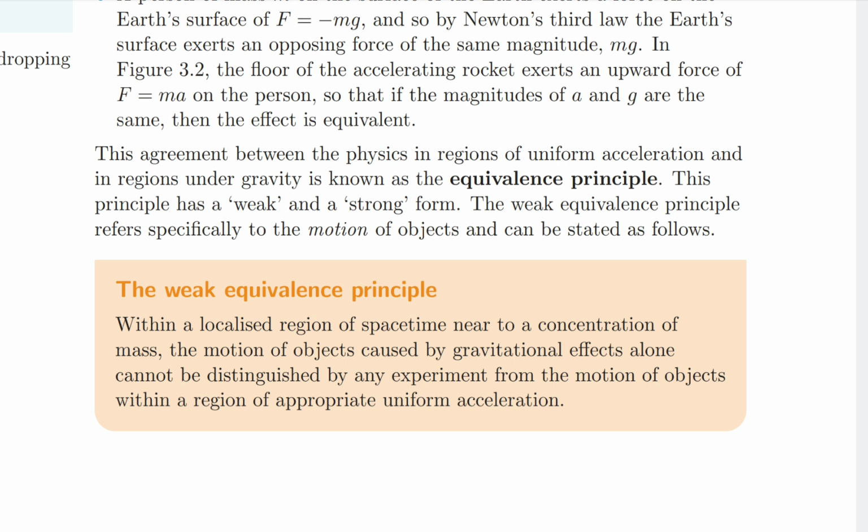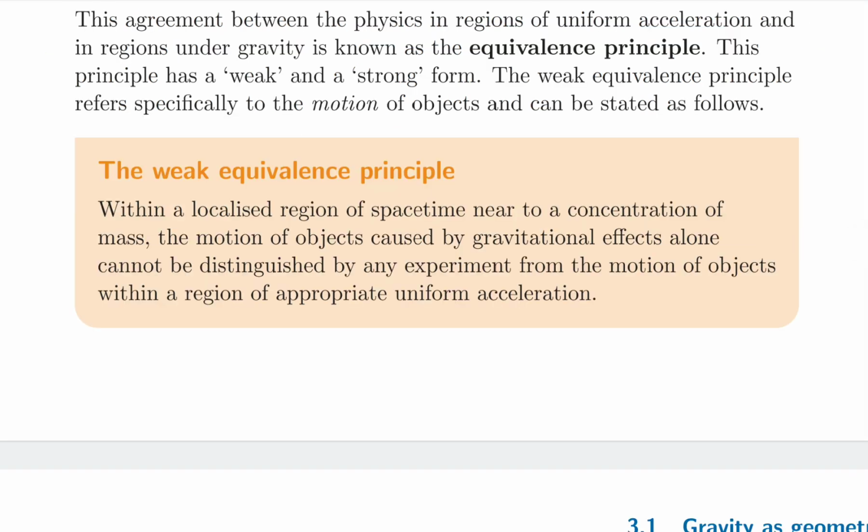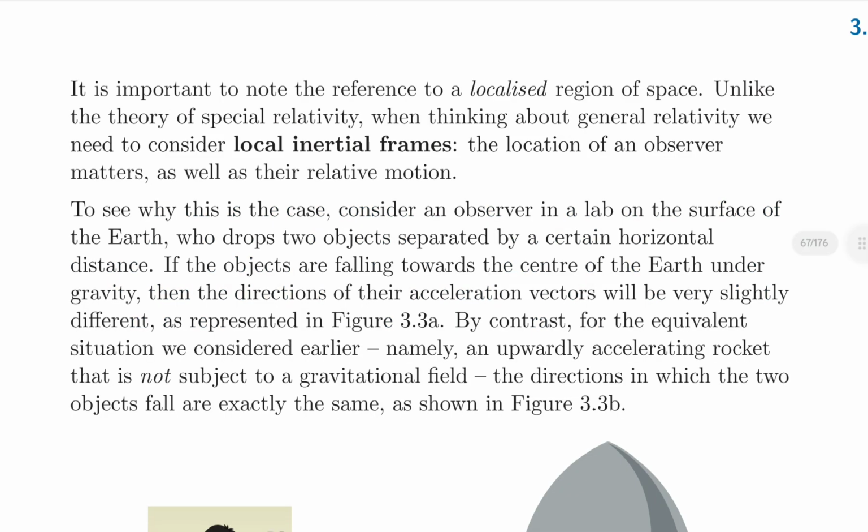The weak equivalence principle refers specifically to the motion of objects and can be stated as follows. The weak equivalence principle: within a localized region of spacetime near to a concentration of mass, the motion of objects caused by gravitational effects alone cannot be distinguished by any experiment from the motion of objects within a region of appropriate uniform acceleration. It is important to note the reference to a localized region of space.